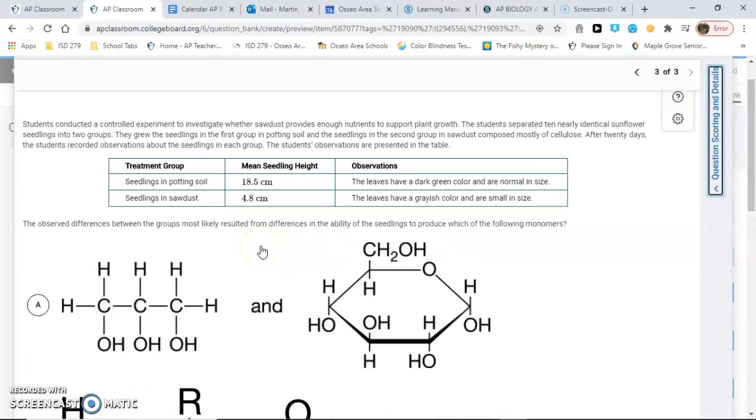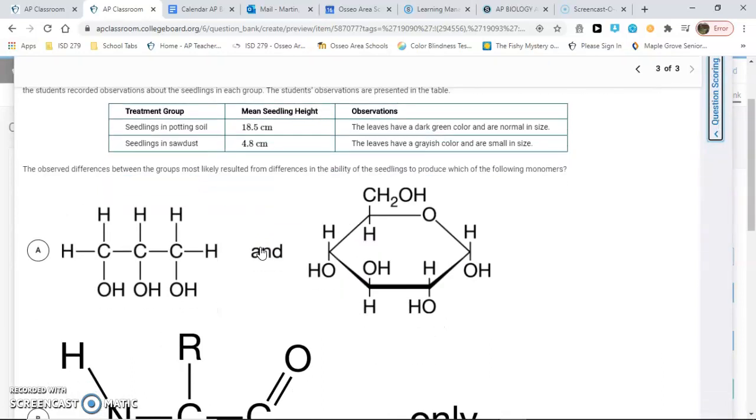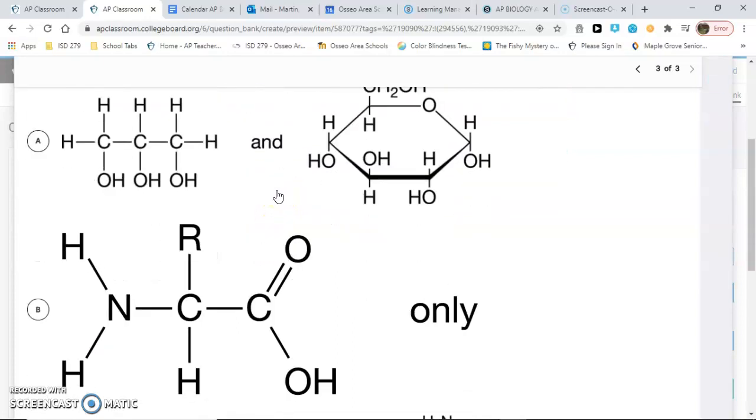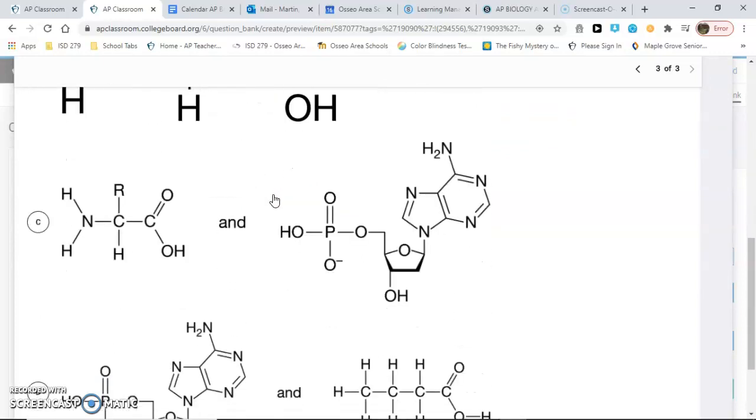So once again, they're assuming that you are going to make the jump that, well, plants can get C's, O's, and H's from their surroundings. What are the two things that they actually need to get from the soil? That would be N's and P's. So that's why C is going to be your best answer here.